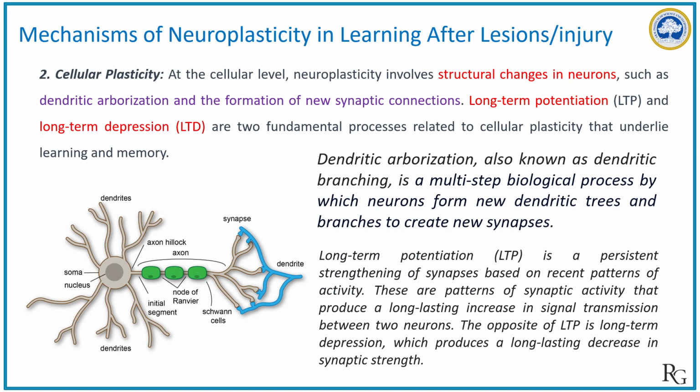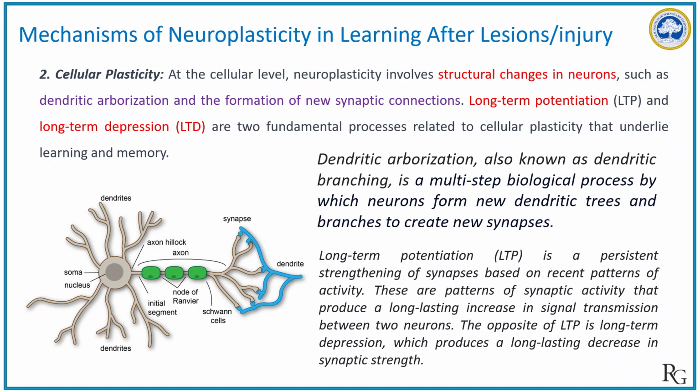Now if we look at the cellular level, neuroplasticity is driven by changes in the structure and function of the neurons themselves. One of the most important processes here is dendritic arborization. In simple terms, this is where the nervous system grows new branches, forming additional synaptic connections. These new connections provide the physical network through which new learning and recovery can occur.